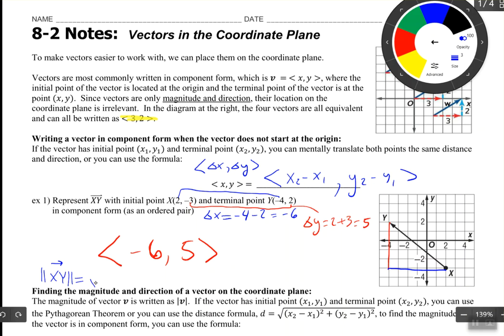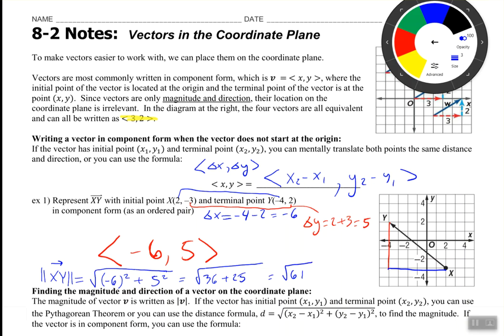It is going to be the square root of, and then I'm going to take the delta x, and what am I going to do to it? Yep. Plus the delta y, also squared. That's going to be the square root of 36 plus 25. That is not going to come out nice. It just comes out the square root of 61, and we leave it just like that. So the magnitude of that vector is the square root of 61.